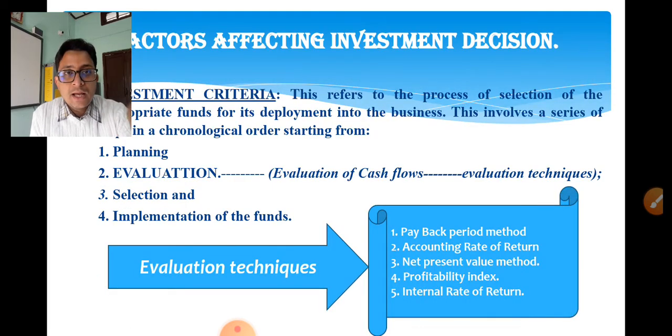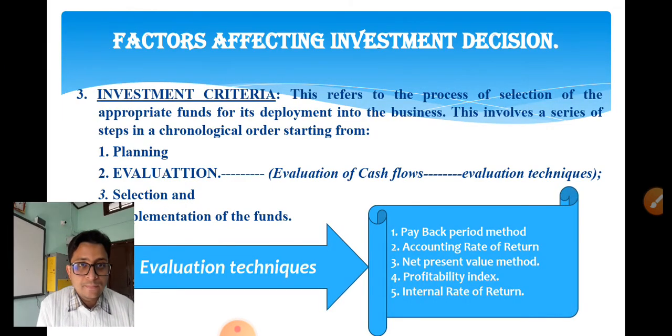And next is the investment criteria. See, what is an investment criteria? Investment criteria is the investment procedure, how you are going to invest. There are some mathematical calculations. These are the evaluation techniques shown here with the arrow mark: the payback period method, accounting rate of return, net present value method, profitability index, and internal rate of return.